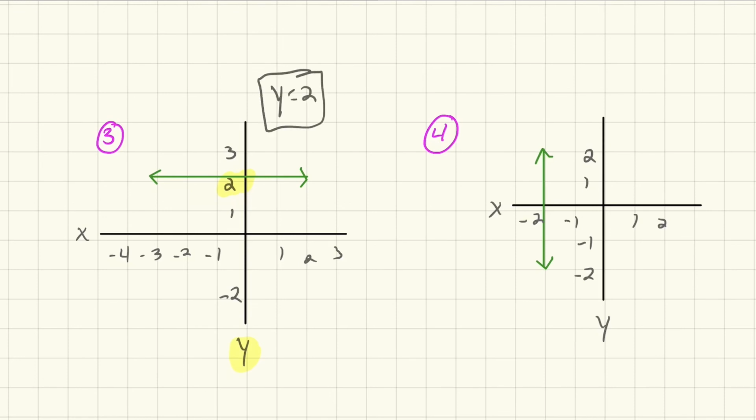With problem number 4, we actually do the same thing. We find where the graph is crossing. It's crossing at -2 on the x-axis. So our equation is just x equals -2.